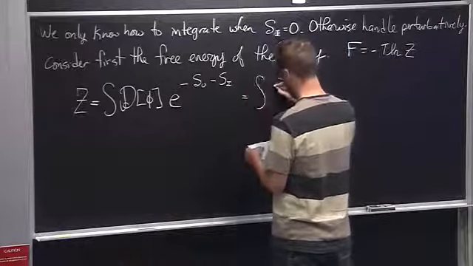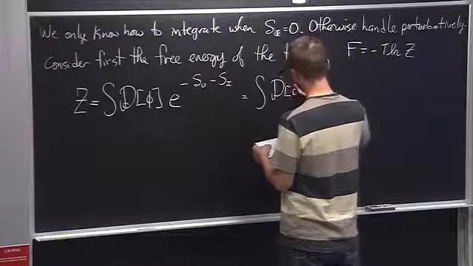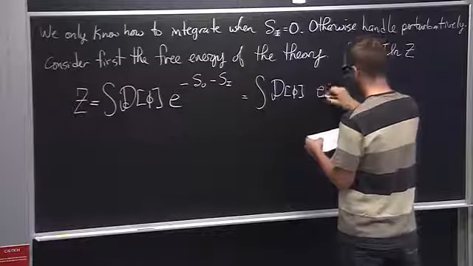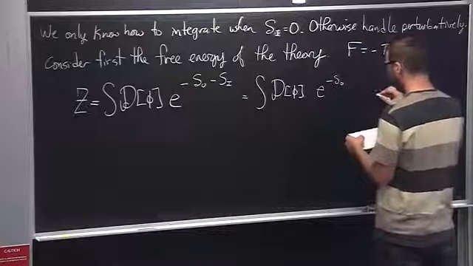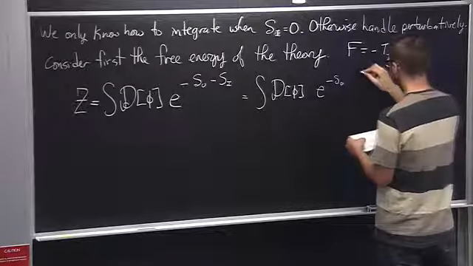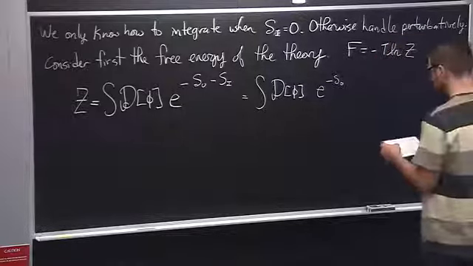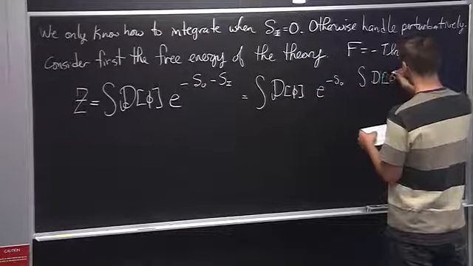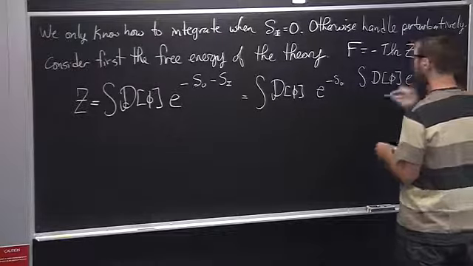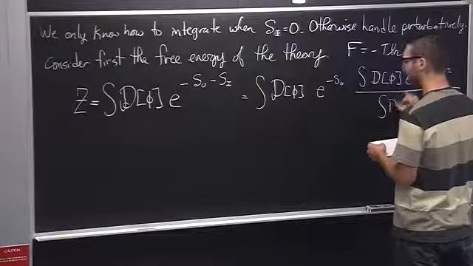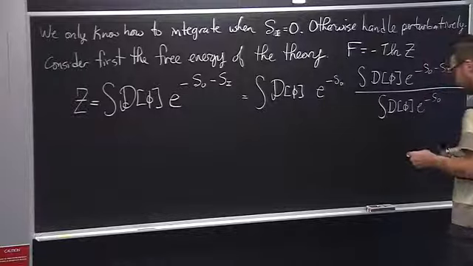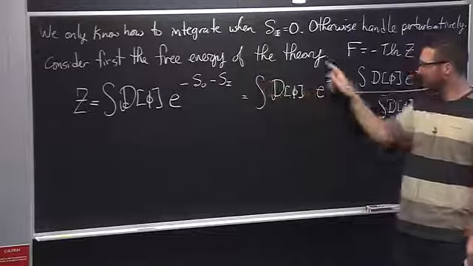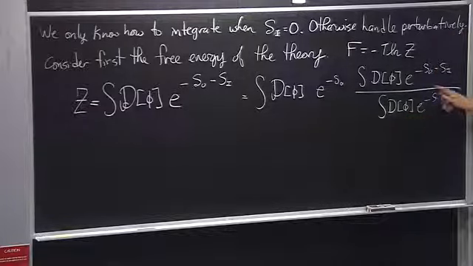So let me factor out the Gaussian parts. Let me keep this functional integral. I'm just going to multiply by e to the minus Gaussian action on top and bottom. I'll just multiply and divide by that thing. So I've multiplied and divided. What we have here is just the partition function for the Gaussian theory. This is the partition function for the Gaussian theory.